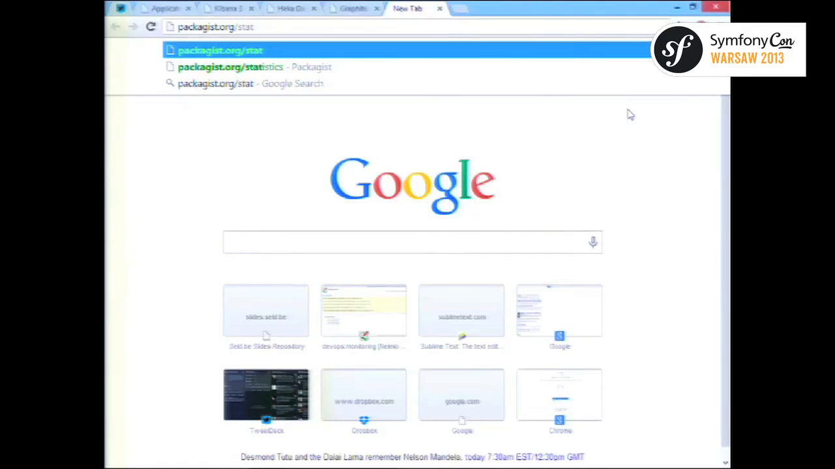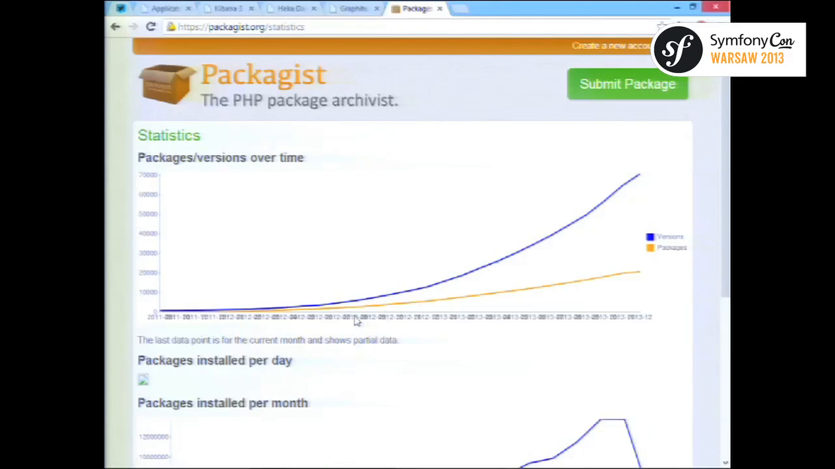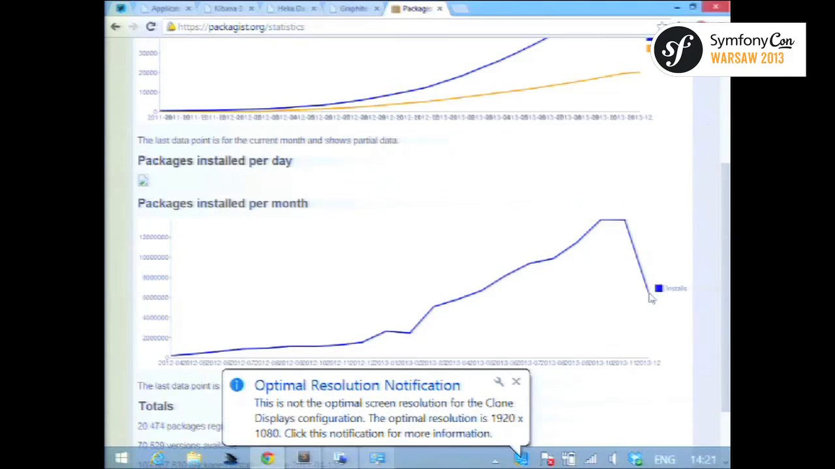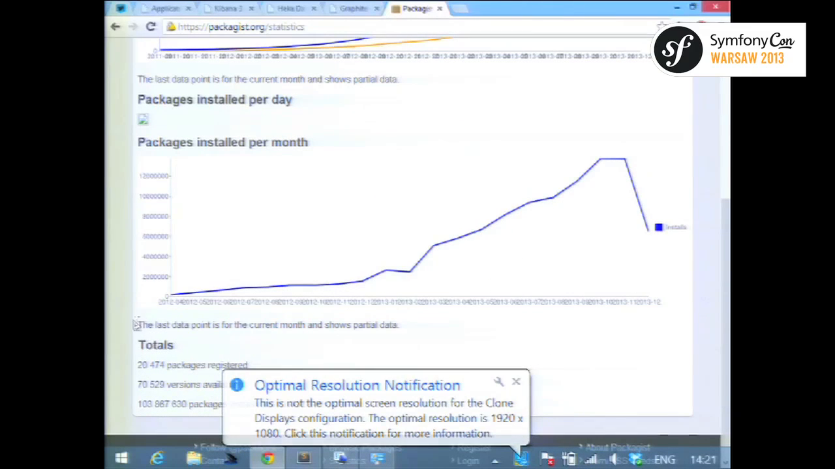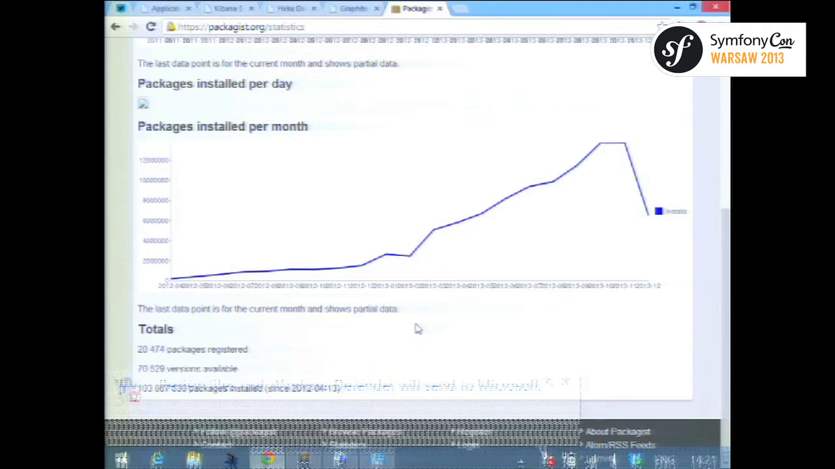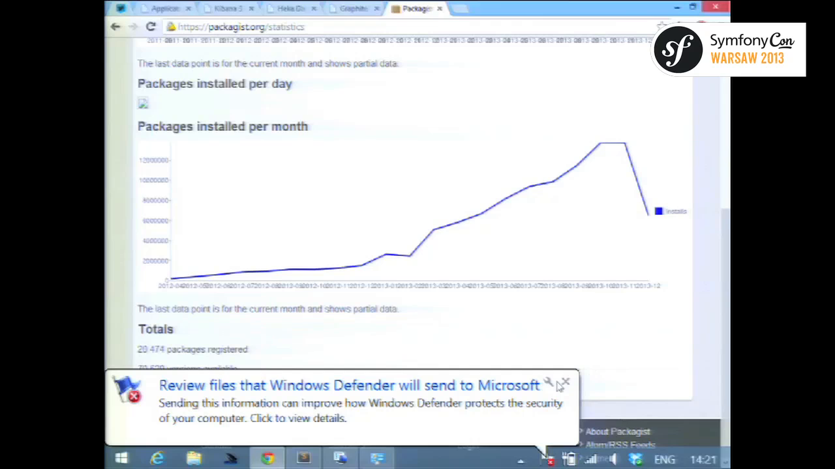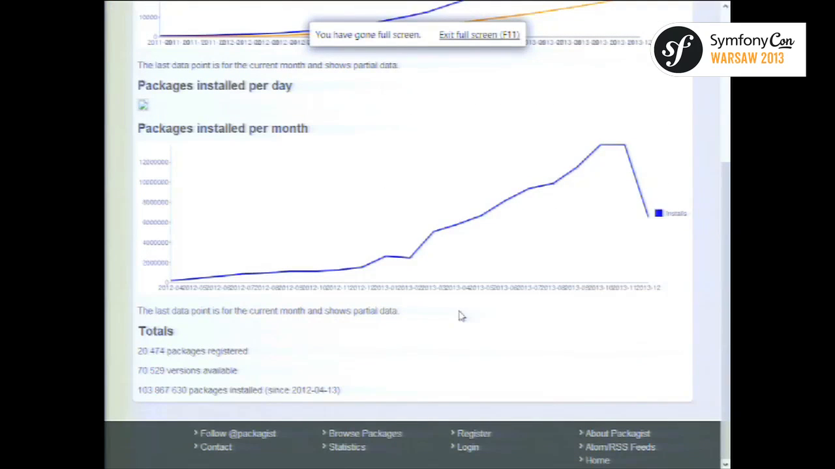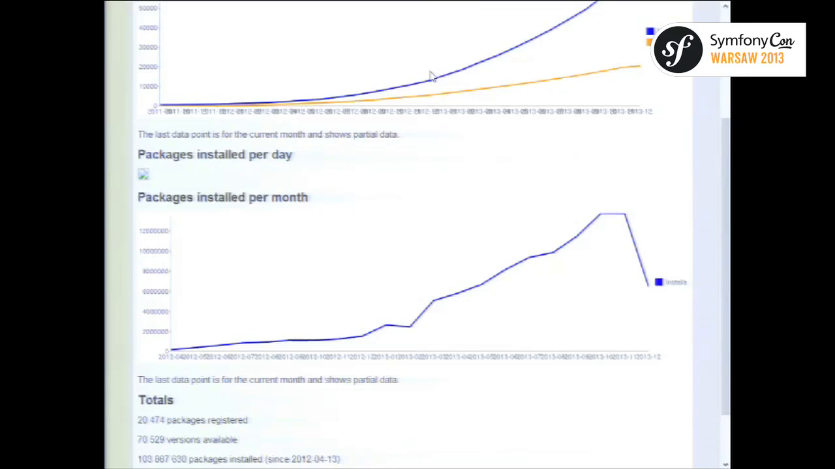Okay, so this you mean? Yeah, I think so. So that's the explanation. It says the last data point is for the current month. It's kind of different because it was not the last month, but somehow in the middle. That's weird, but it was February. Okay, I don't know, maybe a bug. It happens.